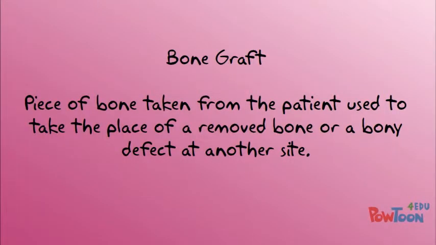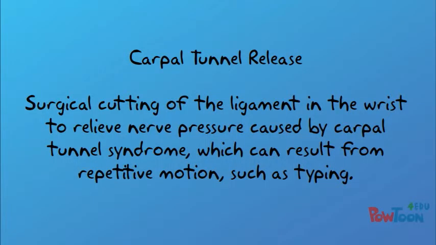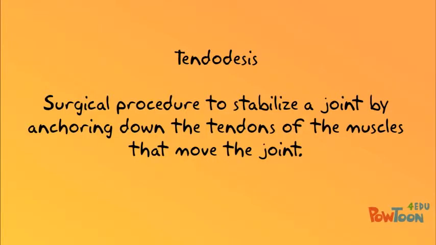A bone graft is a piece of bone taken from the patient used to take the place of a removed bone or bony defect at another site. A carpal tunnel release is the surgical cutting of the ligament in the wrist to relieve nerve pressure caused by carpal tunnel syndrome, which can result from repetitive motion, such as typing. Tendodesis is a surgical procedure to stabilize a joint by anchoring down the tendons of the muscles that move the joint.